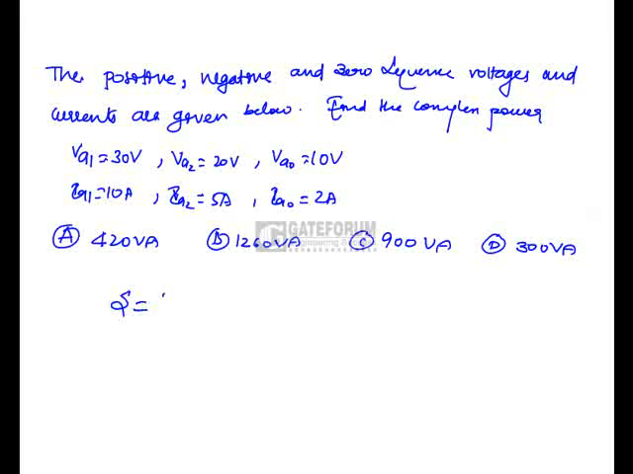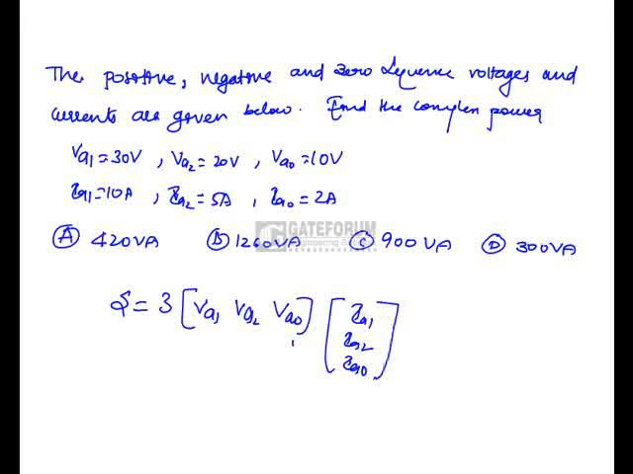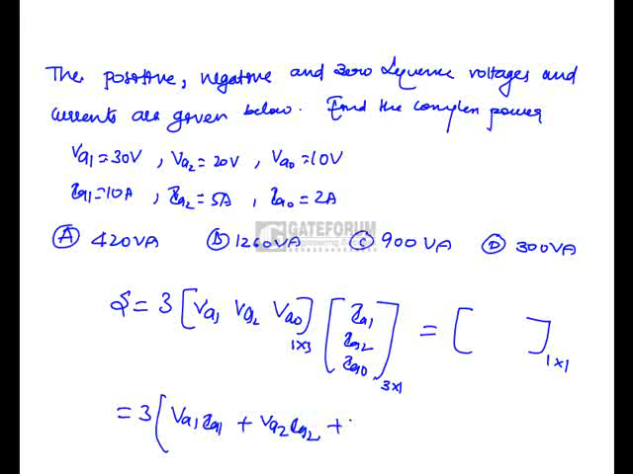Since this is a three-phase system, it is given as 3 times VA1, VA2, VA0 into IA1, IA2 and IA0. Okay. Now this is a 1 by 3 matrix, whereas this one is a 3 by 1 matrix. Now what is the resultant matrix? We will have 1 by 1. So this is 3 times of VA1 into IA1 plus VA2 into IA2 plus VA0 into IA0.